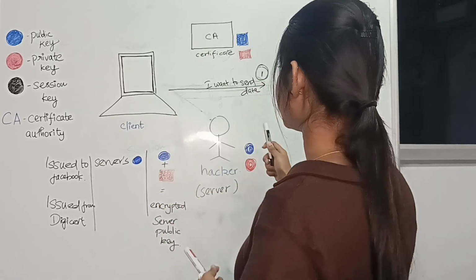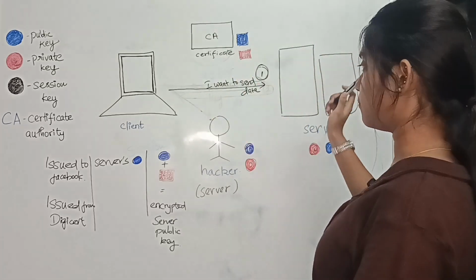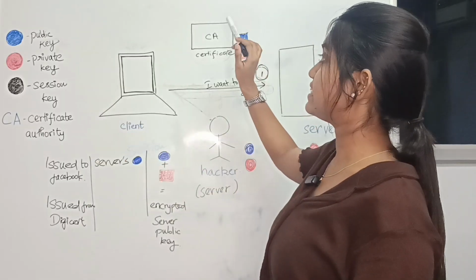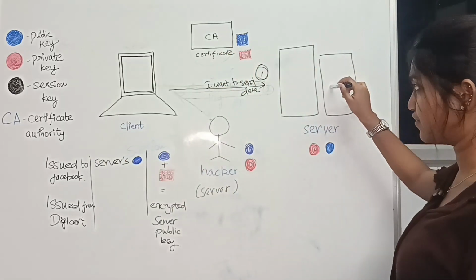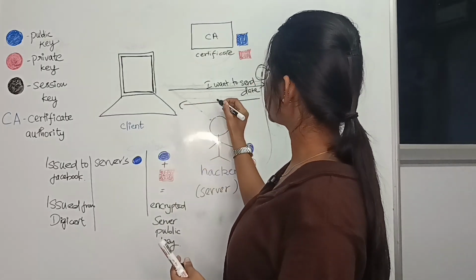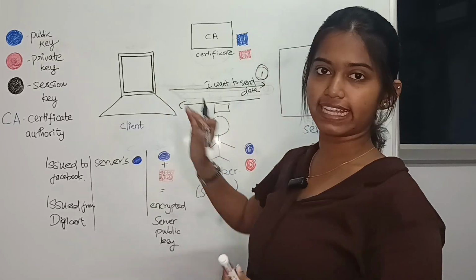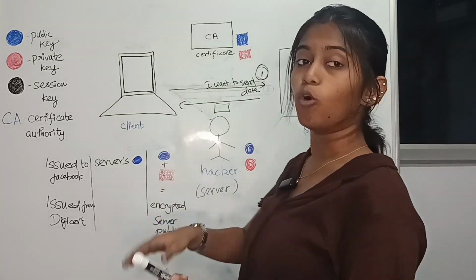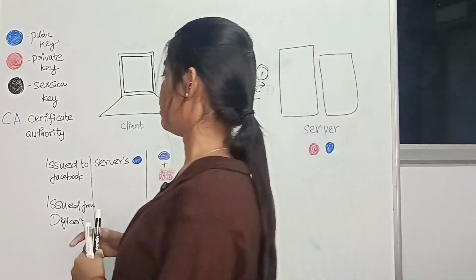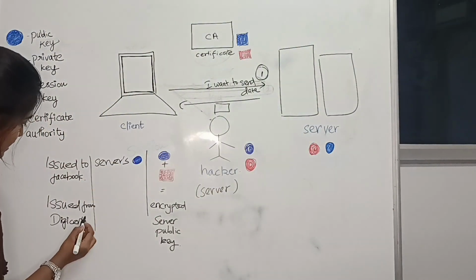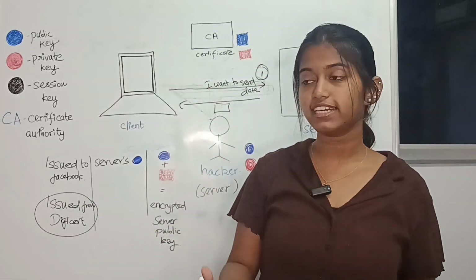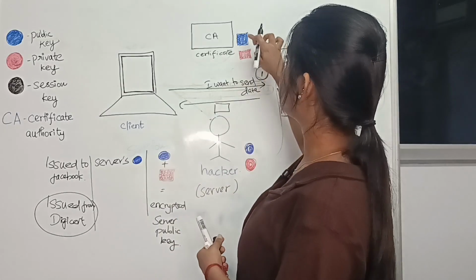This certificate is sent to the client from the server. The certificate authority generates this certificate, and this generated certificate is sent back to the server, and the server sends the certificate to the client side. So the client opens the certificate and reads the information present in it. The first place the client reads is this part, issued from DigiCert. It goes to DigiCert and asks for its public key.